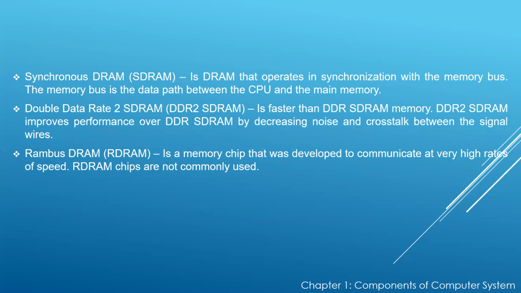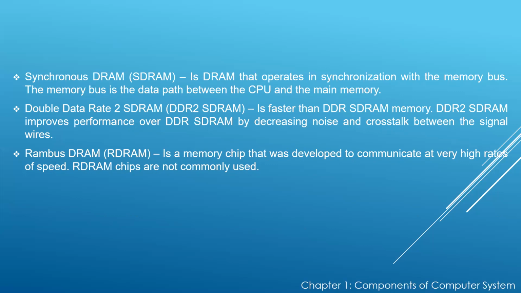Then we have the synchronous DRAM, or we call it the SDRAM. So it is a dynamic random access memory that operates in synchronization, okay, with the memory bus. The memory bus is the data path between the CPU and the main memory. Then we have the double data rate 2, or we call it the DDR2 SDRAM. It's faster than DDR SDRAM memory, so decreasing noise crosstalk between the signal and wires to avoid delays.